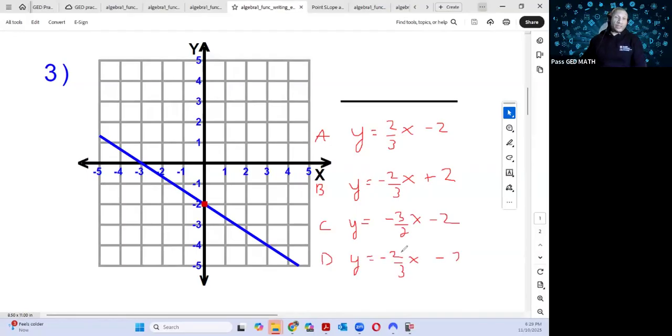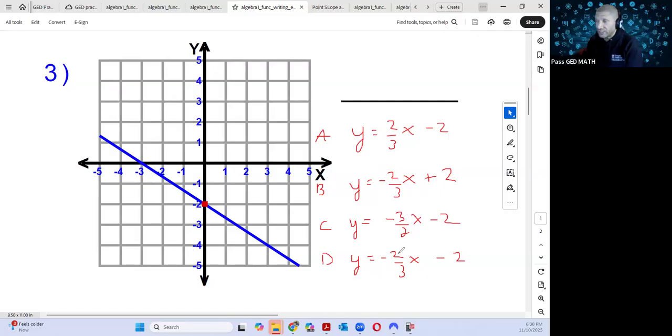So they're going to ask you one of two things. Either they're going to give you a graph and you have to identify the equation, or they're going to give you the equation and you have to identify the graph. They'll give you 4 graphs. So my question to you is, looking at this graph, is the equation y equals 2/3 x minus 2? Is it y equals negative 2/3 x plus 2? Y equals minus 3/2 x minus 2? Or is the equation y equals negative 2/3 x minus 2? But before you answer, which ones can we eliminate right away?